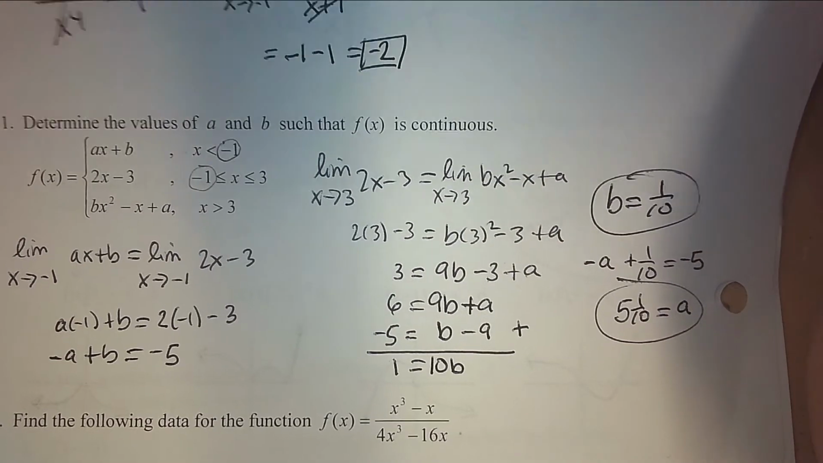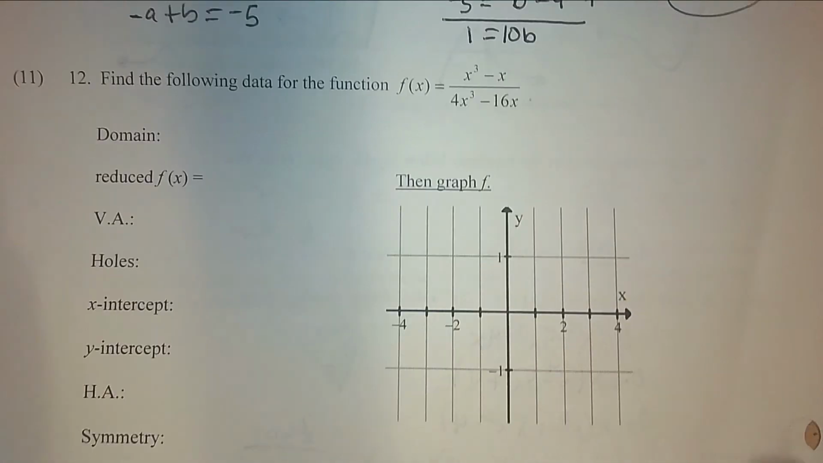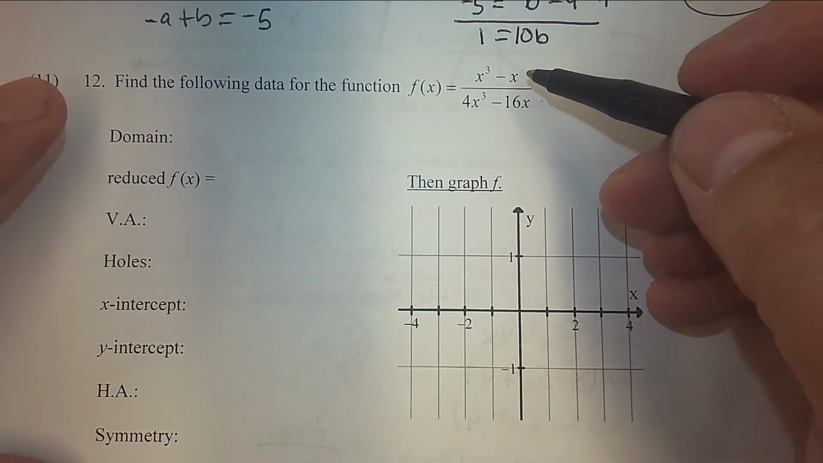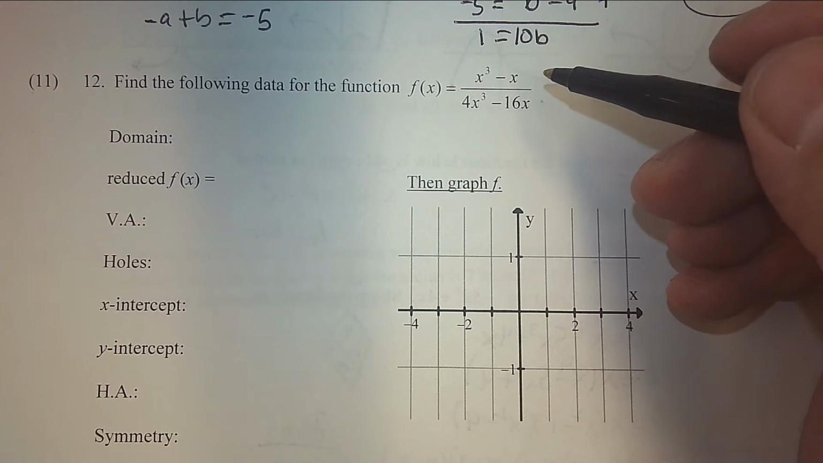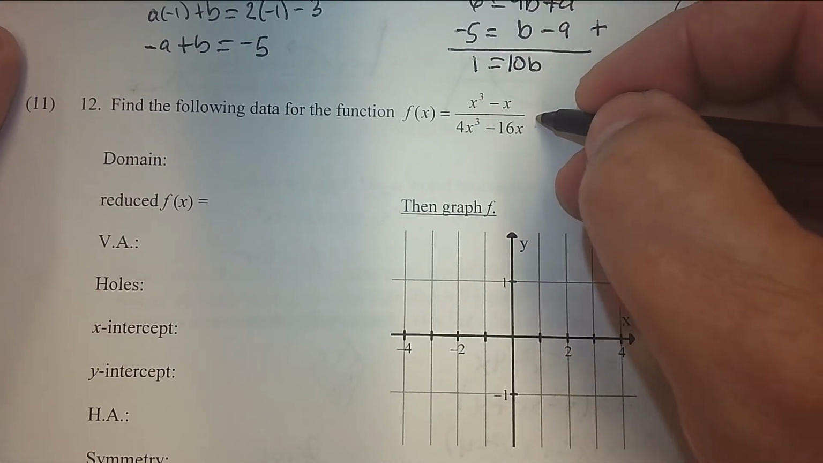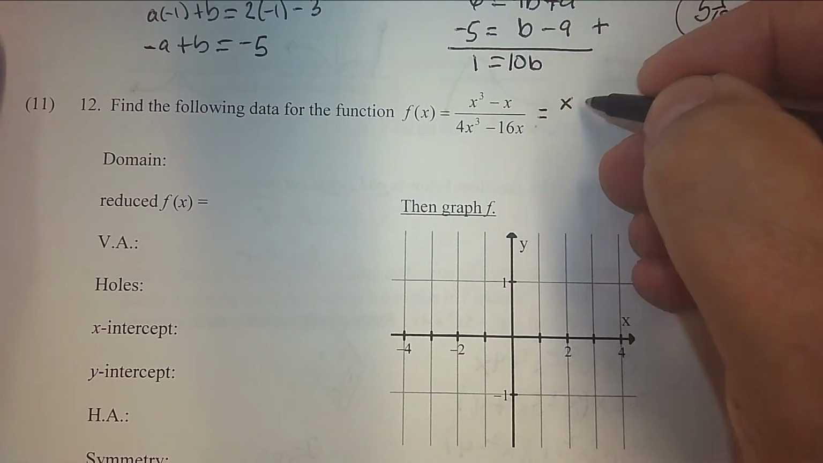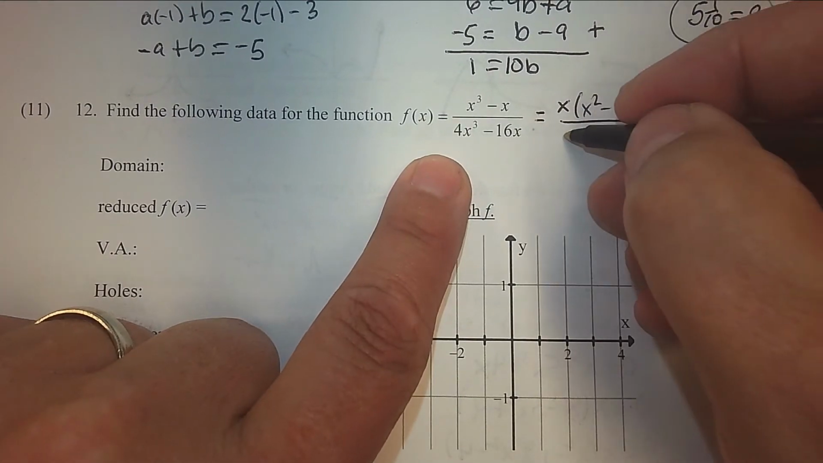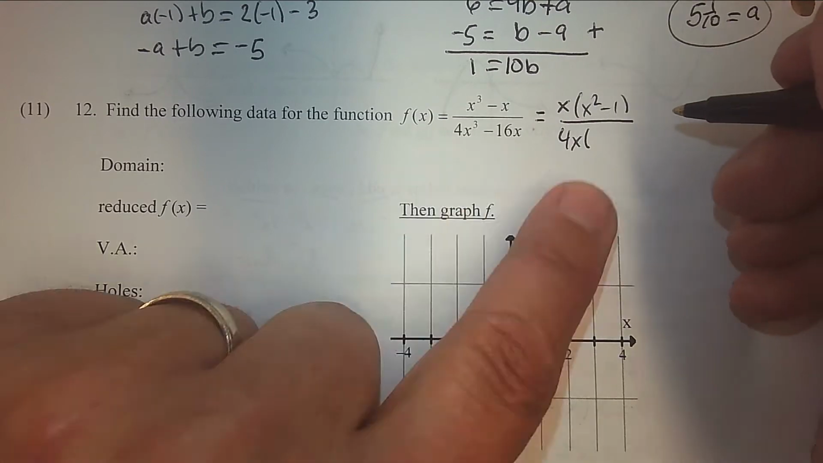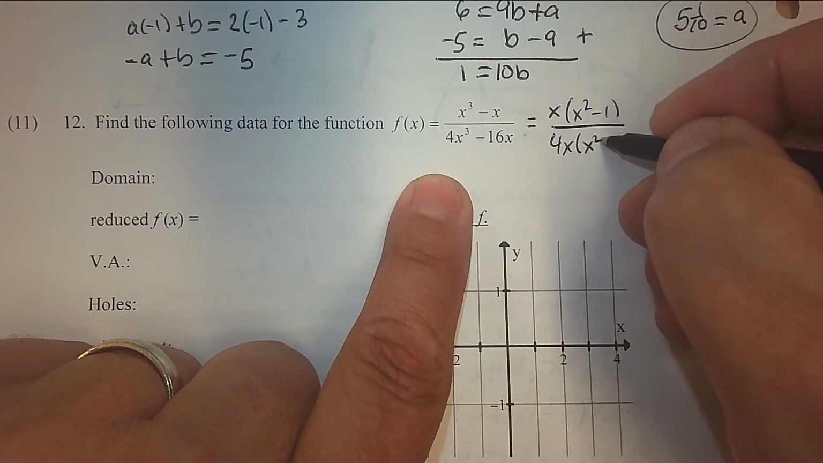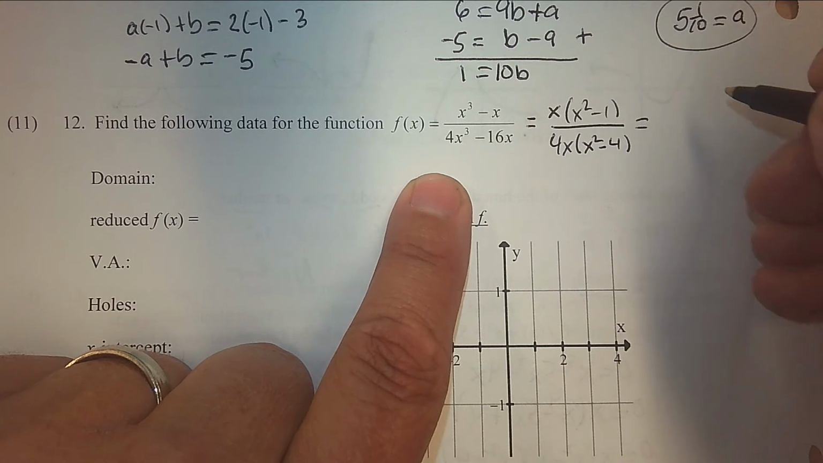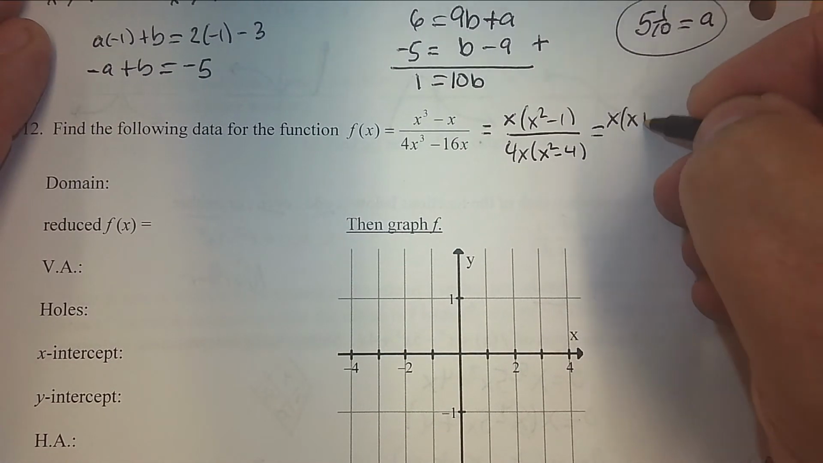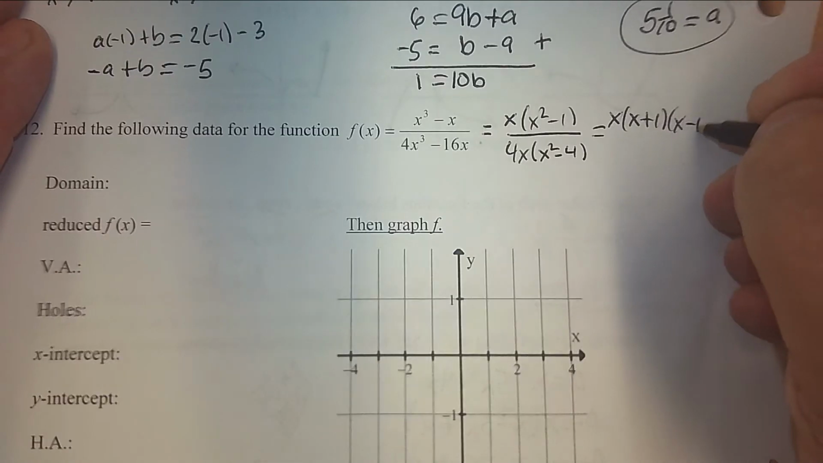Number 11, can you analyze and graph a rational function? So here we have a function, and we want to be able to do different things with it. So step 1, when I have a rational, is to factor it. So the numerator, the x factors out, x squared minus 1. In the denominator, a 4x factors out, and you're left with x squared minus 4. Again, you see the difference of squares. So you see x squared minus 1 becomes x plus 1, x minus 1.